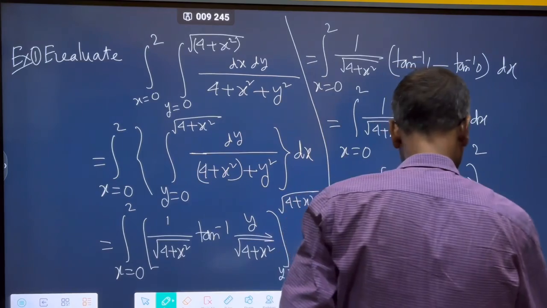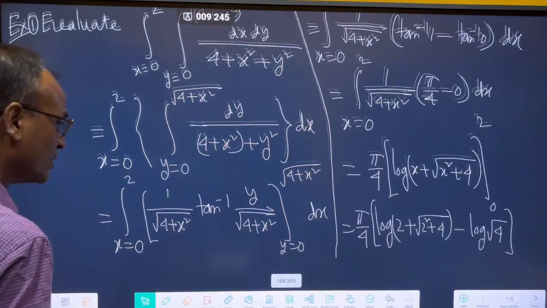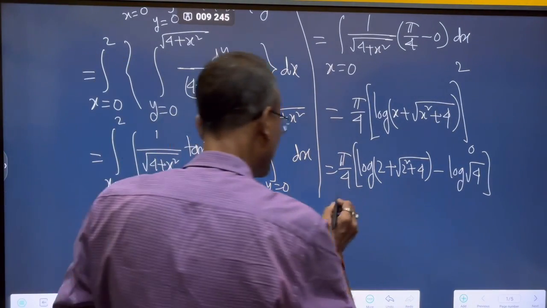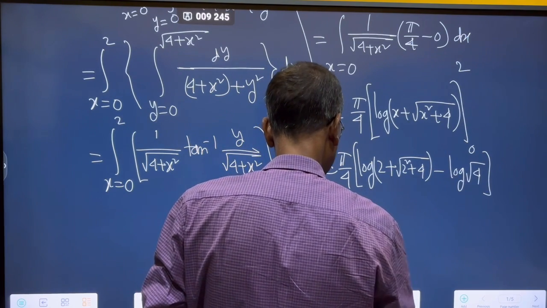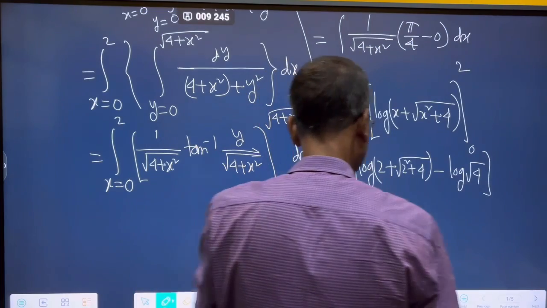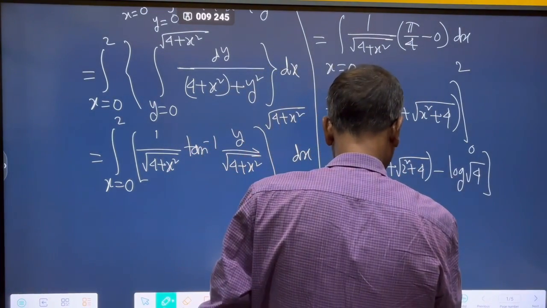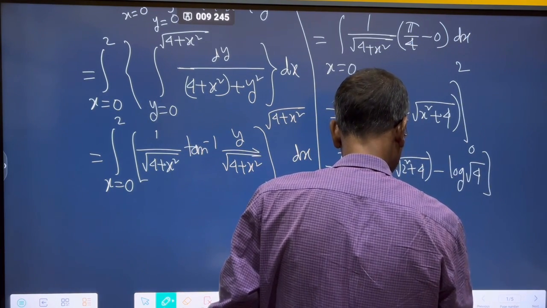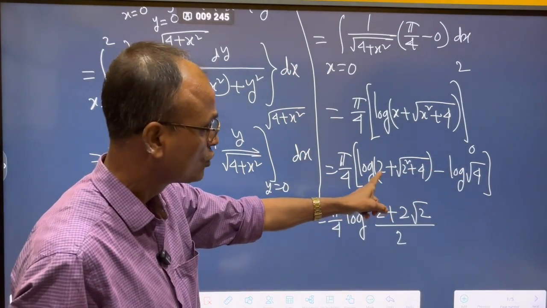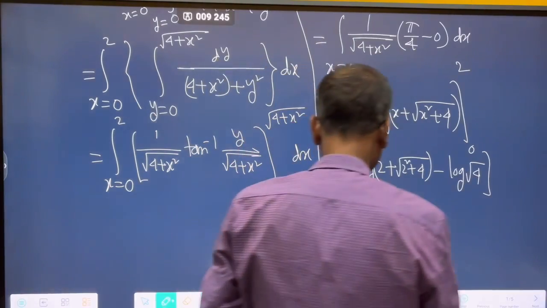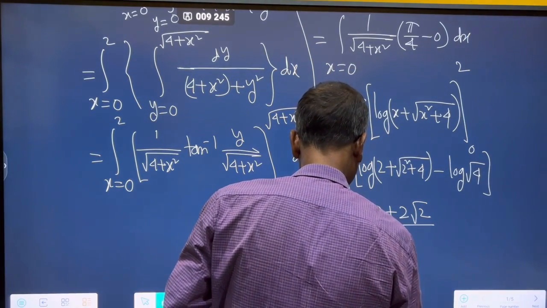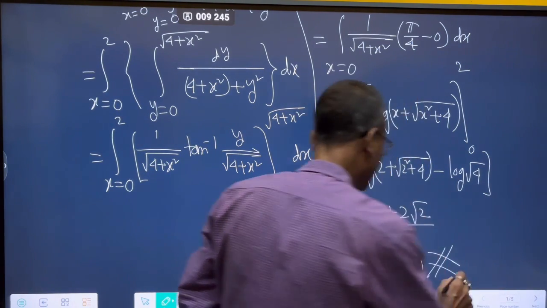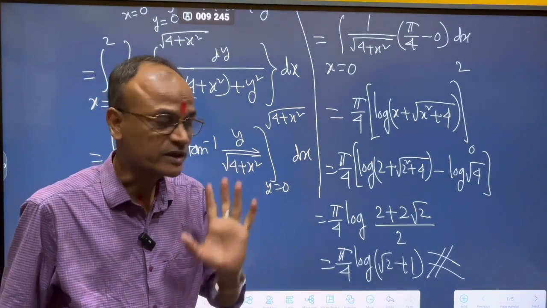You may write it like this. Now from this, it is equal to pi by 4 log of 2 plus root over 8, divided by 2. Root 8 means 2 root 2, and root 4 means 2. So this is equal to pi by 4 log of root 2 plus 1. This is the answer of the double integration.